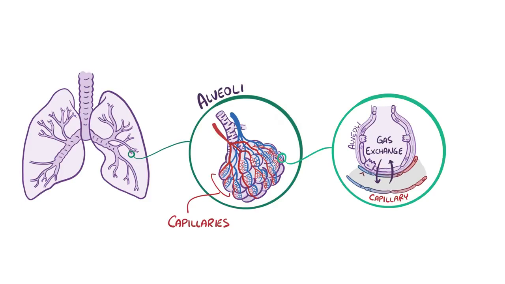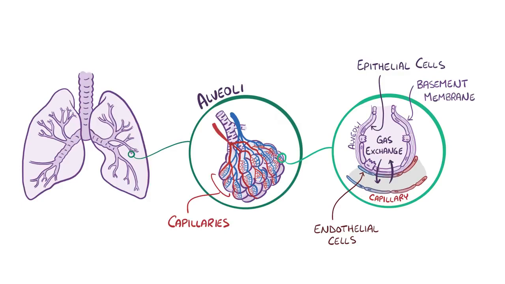Capillaries are lined with a single layer of endothelial cells, and alveoli are lined with a single layer of epithelial cells. These cell layers are fused to one another by the basement membrane, and surrounding the alveoli and blood vessels is connective tissue made up mostly of proteins and water in a space called the interstitial space.